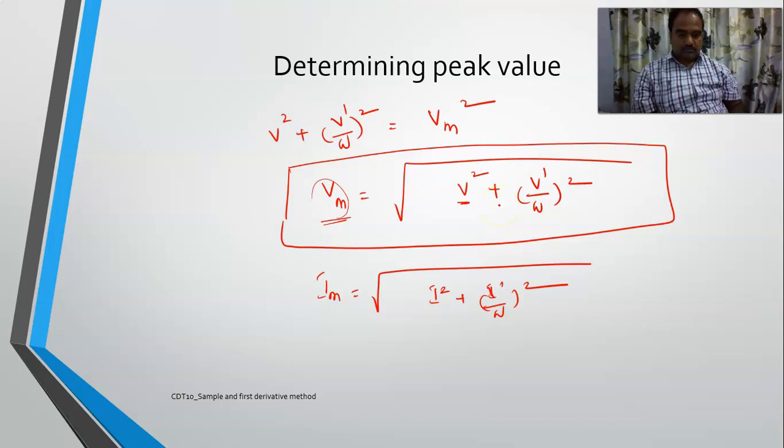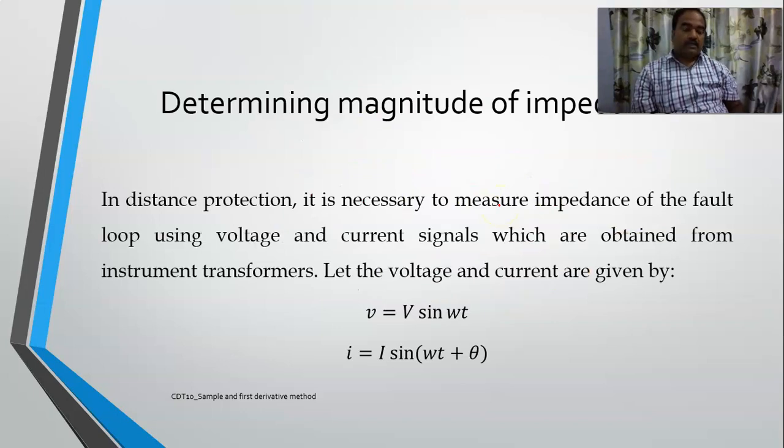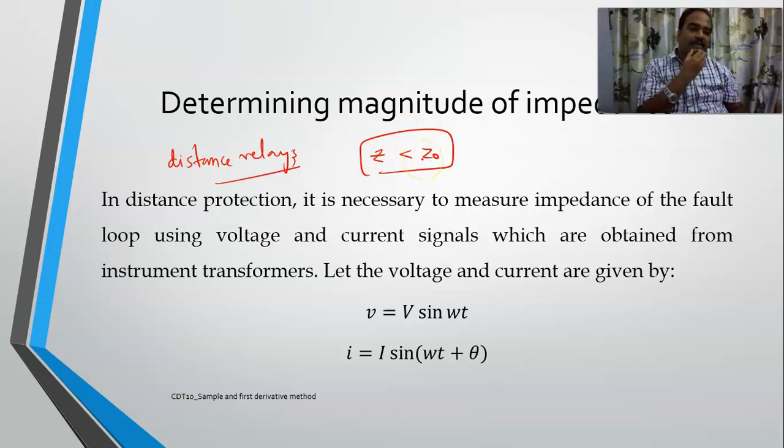Now, determining the magnitude of impedance, right? Sometimes we are supposed to process two signals. One is a voltage signal, the other one is a current signal, and we need to determine the impedance. So how to determine the impedance? Particularly in distance relays they work upon impedance, right? So if Z is less than Z naught, then automatically it may go on for tripping. So we need to determine the impedance all the time. So how is impedance determined using this sample and first derivative method?